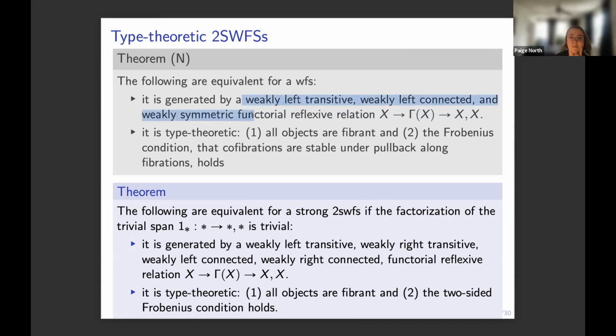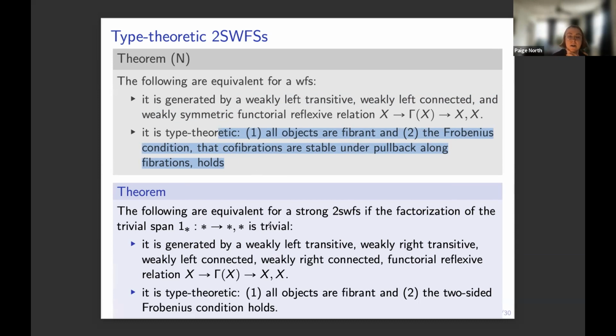And you need some hypotheses on how this relation behaves to actually get it to do that. And this is equivalent to a condition on the weak factorization system that it be type theoretic, which just means that all objects are fibrant, and a Frobenius condition that the cofibrations are stable under pullback along the fibrations holds.